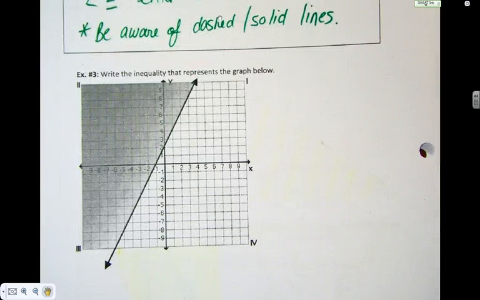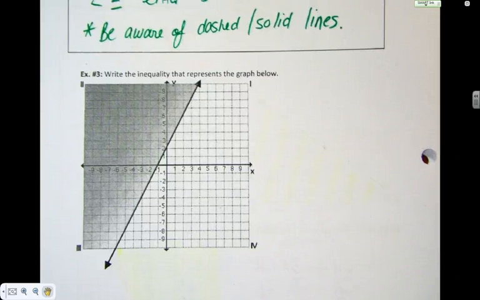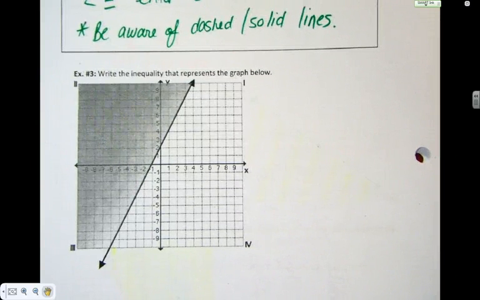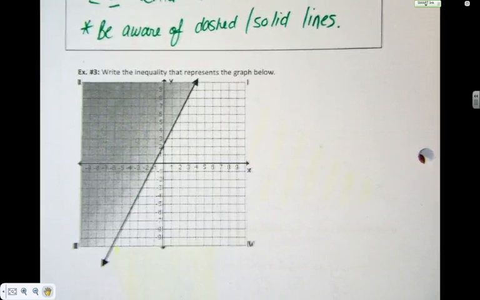Next example, we're just going to go backwards. So here's the graph. You give the equation. Okay, so pretend the shading's not there. How did you do this last semester? Look at all the points. We want to get the slope, so we need slope and we need the y-intercept.